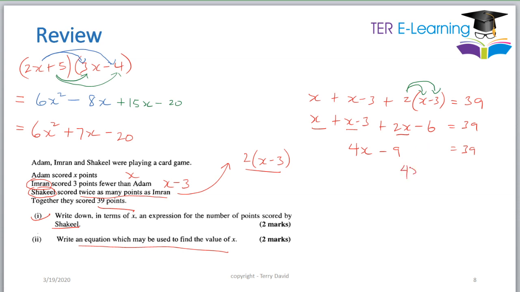So therefore 4x is equal to 39 plus 9, right, which is 48. So 4x equals 48, and therefore x is equal to 48 over 4, and therefore x is equal to 12. All right, so that's how we solve that question there. I see most of you got 12 as the answer, so that's great.